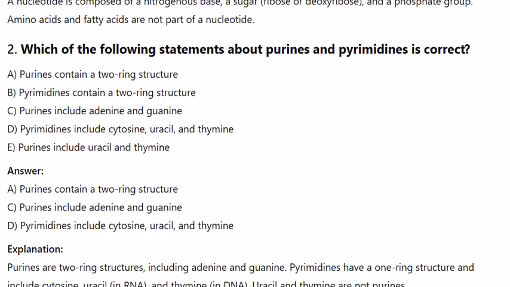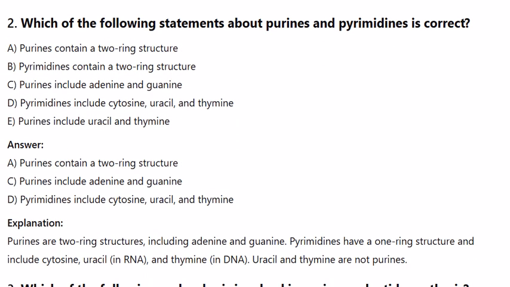2. Which of the following statements about purines and pyrimidines is correct? A. Purines contain a two-ring structure. B. Pyrimidines contain a two-ring structure. C. Purines include adenine and guanine. D. Pyrimidines include cytosine, uracil, and thymine. E. Purines include uracil and thymine.